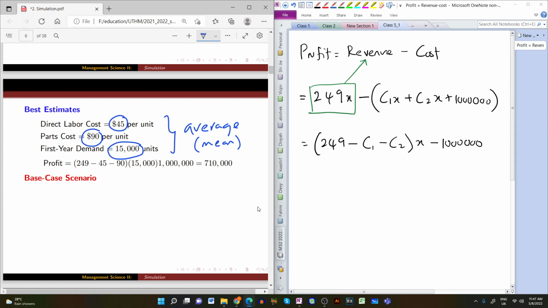Whenever you have a single value, then you just put inside the profit here, 45, 90. There's a typo here, you put a minus here, and this is your profit, 710000. And whenever it's a single value or average value, we call it the base case scenario. So the profit we are getting here is the base case scenario. Copy this.